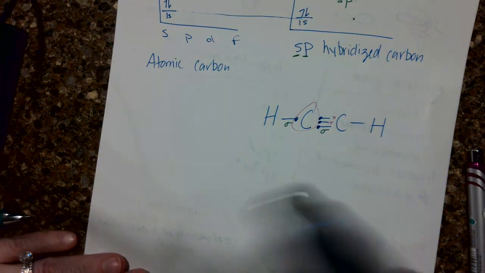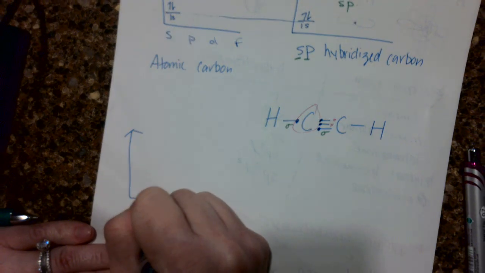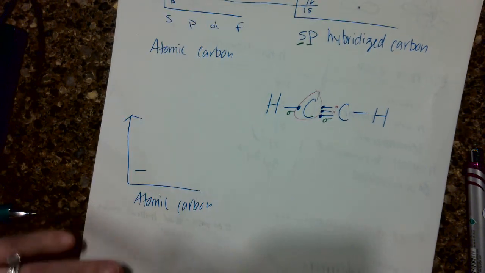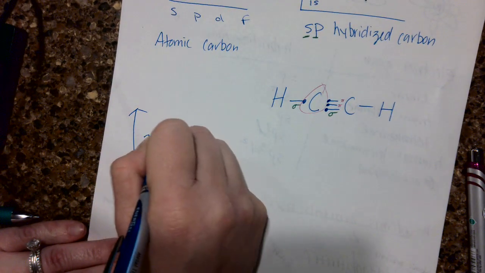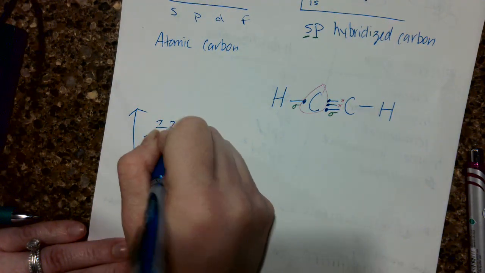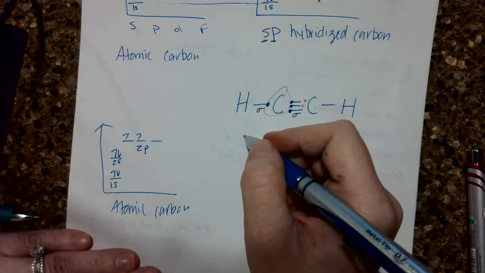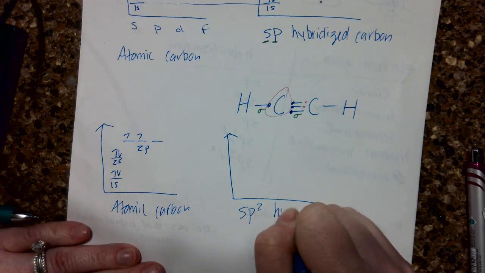Let's do another type of hybridization here. I'll do a regular atomic carbon again. I'll do these kind of quicker since I already did these. I did the first one a little bit more thoroughly. There's the regular carbon again. Let's say that he's going to go sp2 hybridized. So let's do sp2 hybridized carbon.